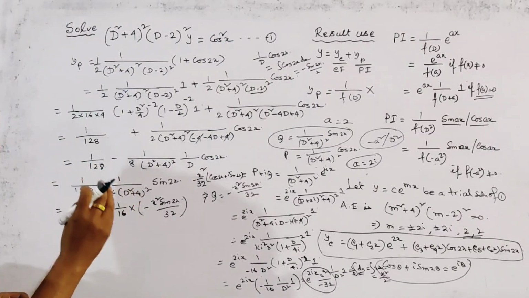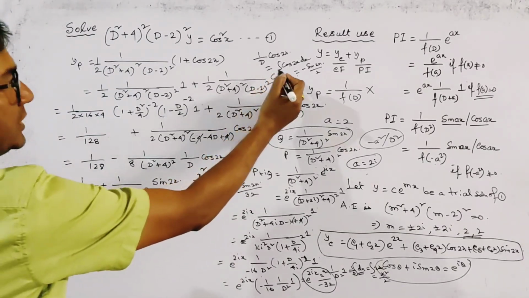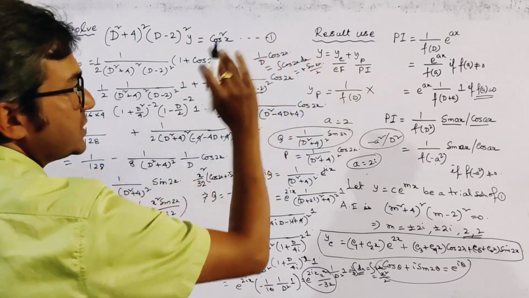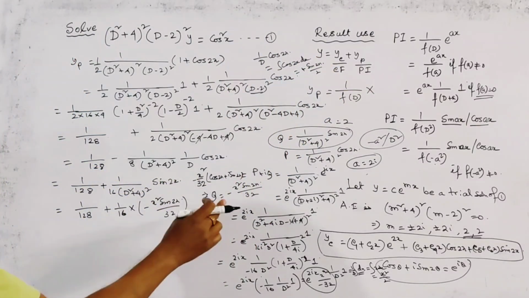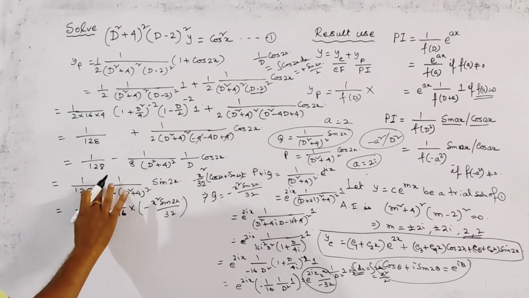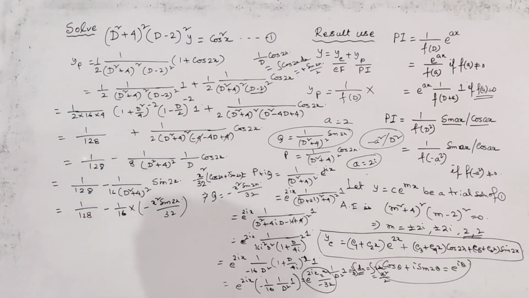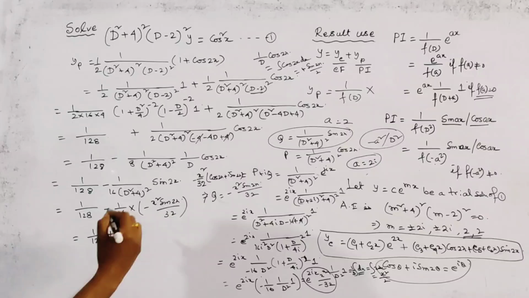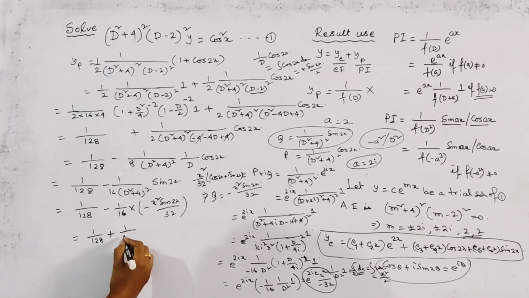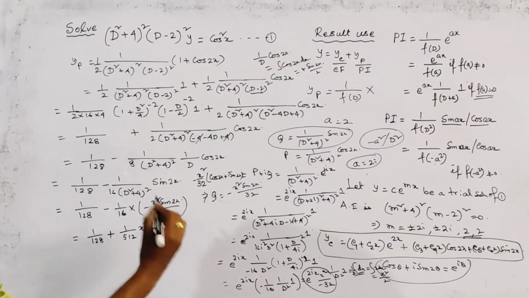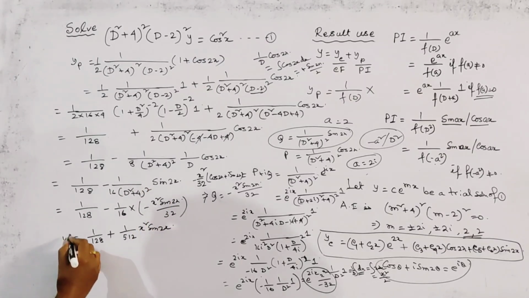Sorry, I made a small mistake here. This integration is not negative, this is positive, because integration cos 2x dx is sin 2x by 2. So we get here a negative sign. Here a negative sign is present, so this is also negative. Okay, so the final answer we get, this is 1 by 128 plus, this is 16 into 32, I think this is 1 by 512 into x square sin 2x. Okay, and this is yp.